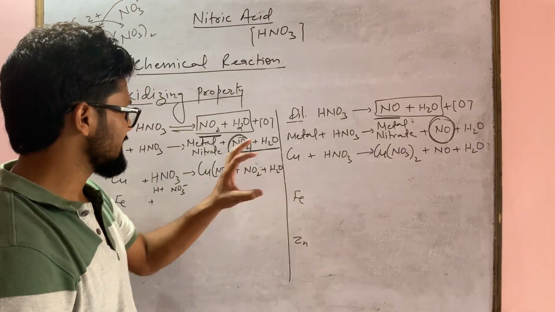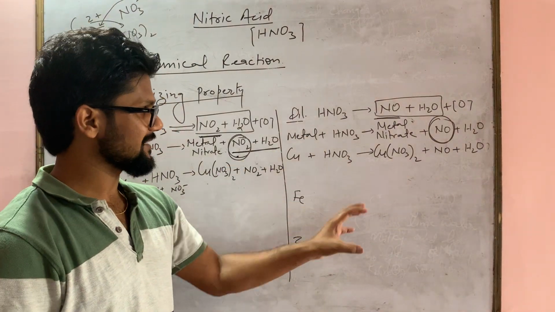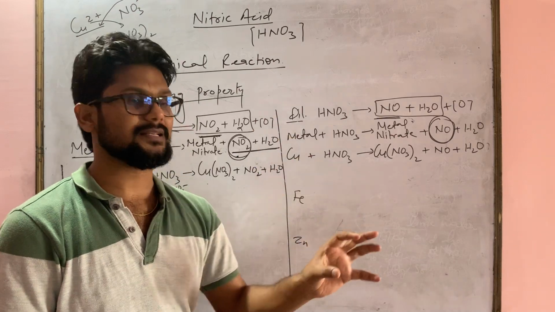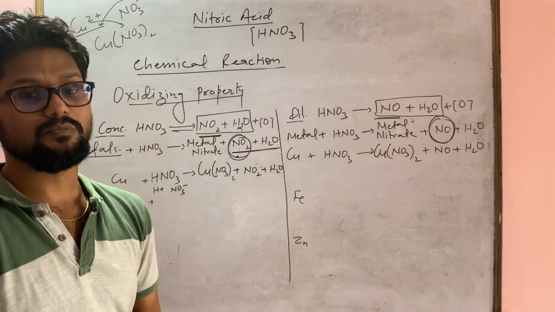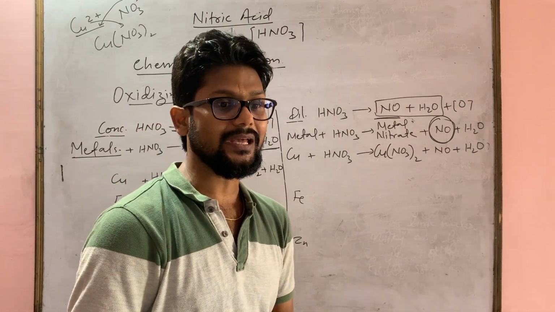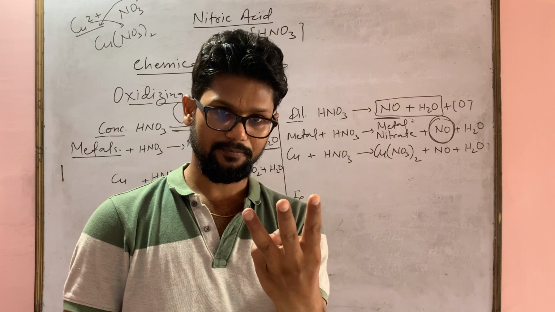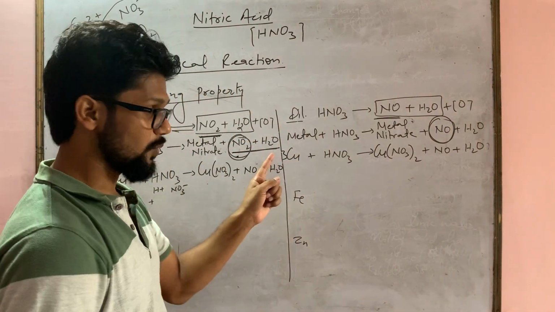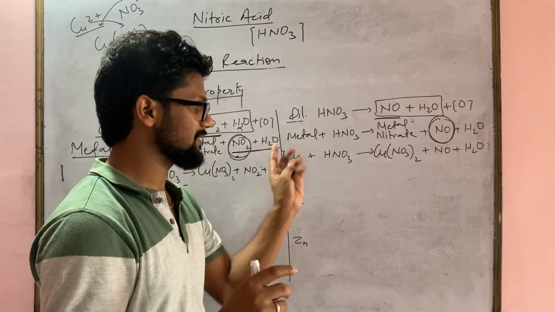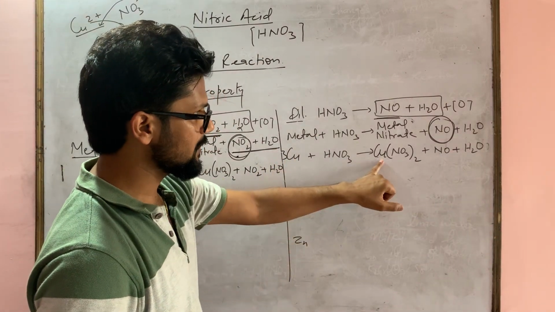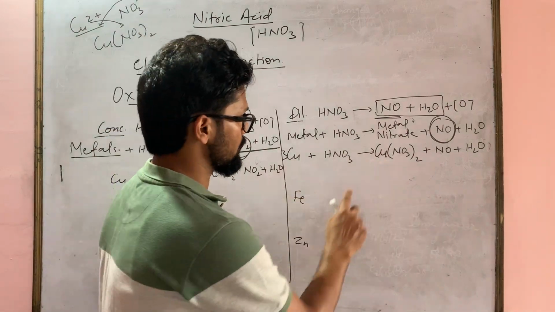Now the question is, is it a balanced reaction or not? This is not a balanced reaction, and it is difficult to balance. But in case of dilute, you must remember that the metal balancing will start with 3. Once you know one, the rest you can practice. So how many coppers are here? 1. So make it 3.